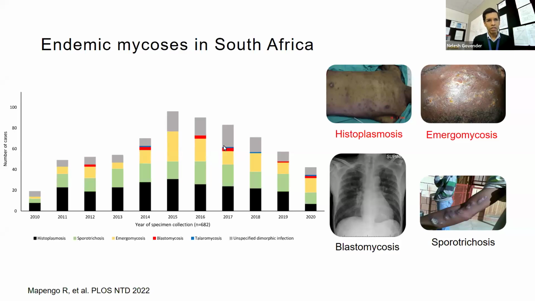And you can see that there was a bit of a spike probably around 2014, 2015, 2016. That was around the time that we published that case series of what we call disseminated emmonsiosis. And so there was a lot of interest in case finding, I guess, around emergomycosis. So many more cases, I think, were diagnosed. The most common endemic mycosis we think in Southern Africa is sporotrichosis, not any of the others.